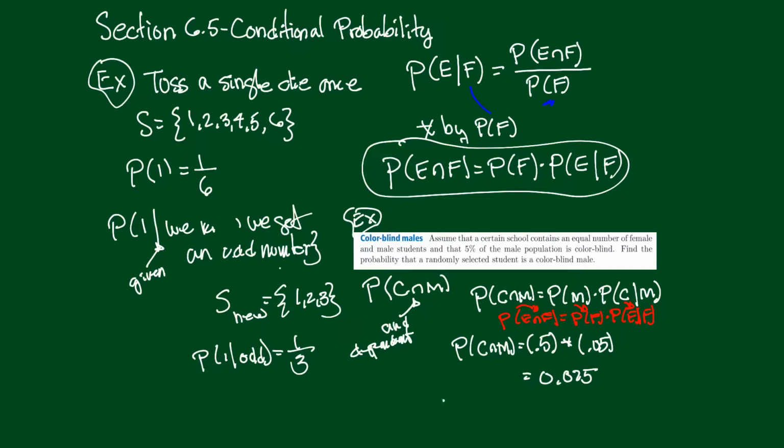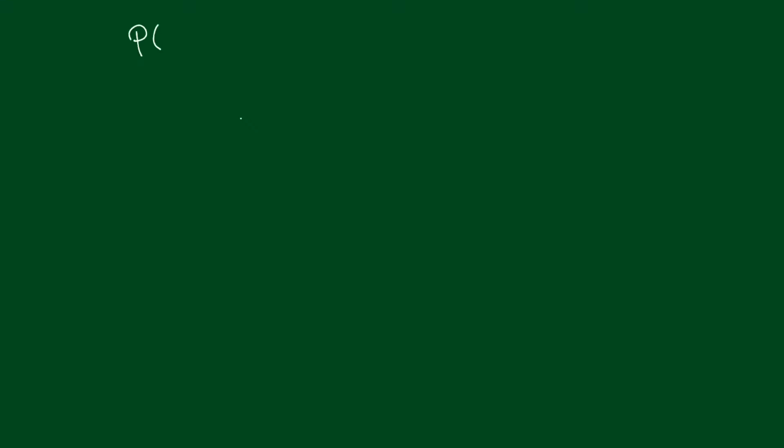So what it says is that the probability of just randomly selecting some student out of this population, that student is colorblind and male, is 0.025, or if you like, you can say that there's a 2.5% chance that that's actually going to happen. Let's take this just a little bit further and say this.